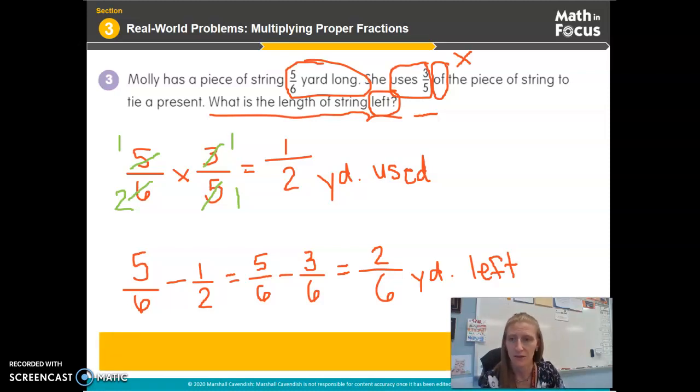Okay, let's make sure my font is nice and big so you can see it. So we have Molly, and the question is, what is the length of string left? Okay, Molly has, oh, now look at my answer. Something's a little off. I think I can simplify that. To simplify my answer, I can take 2 and 6 because they're both even, and I can make it 1/3 instead because I divided them both by 2. So she has 1/3 yard of string left.